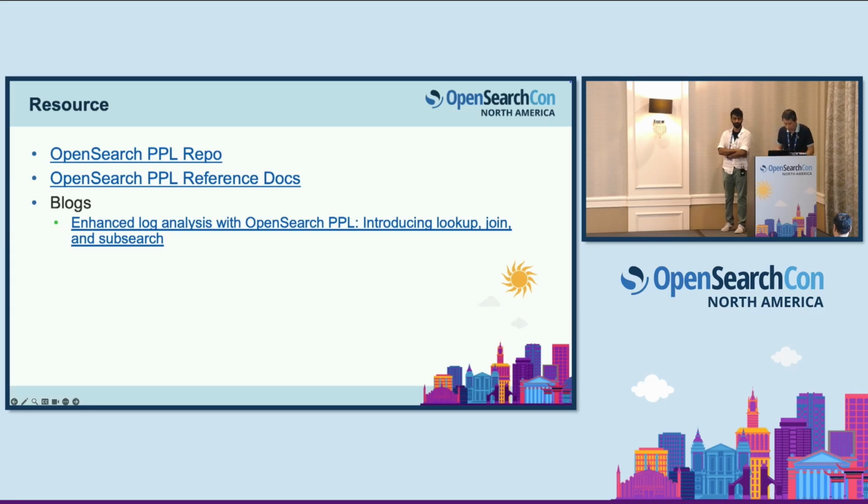At the end, I left some resources. Currently, everything is open source. You can find our repo, and you can also find our reference doc, which includes all the commands, all the functions, all the data types, and also some limitations of the OpenSearch PPL. We also have blogs shared, which introduce how we're using PPL to power the lookup, join, and subsearch features in OpenSearch.